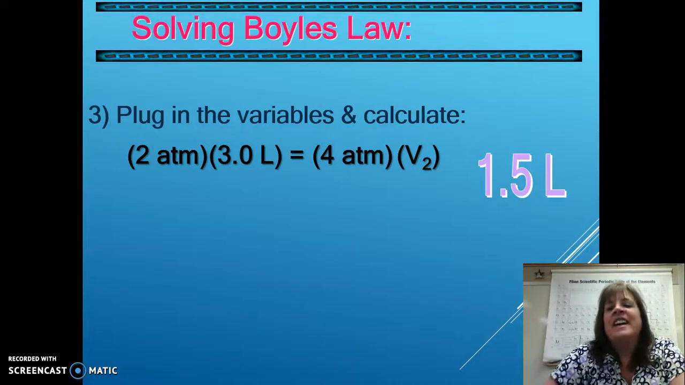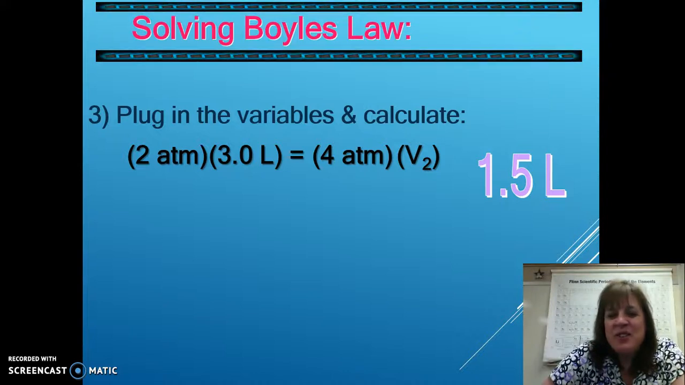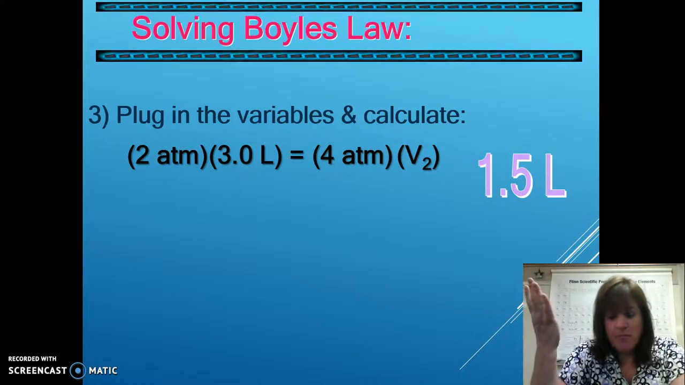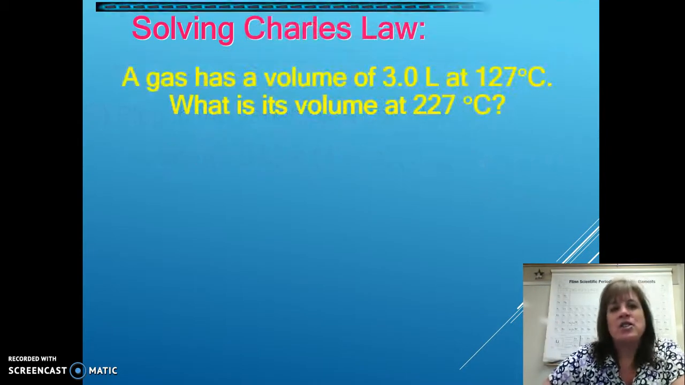If you got 1.5 liters, you are correct. So take 2 times 3 and then divide by 4. Cool. That's Boyle's Law. How about we try a Charles's Law question?